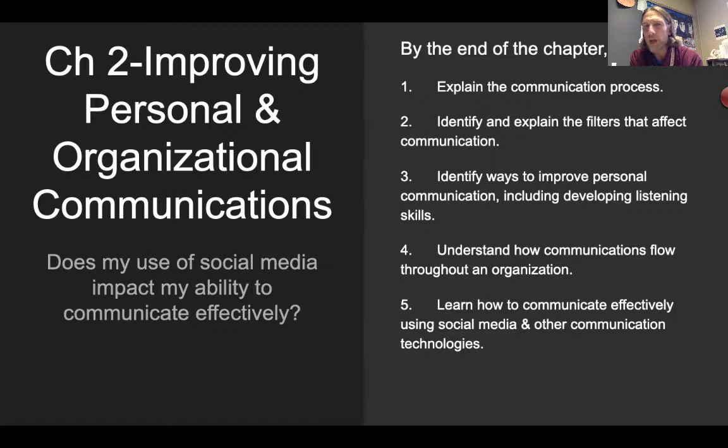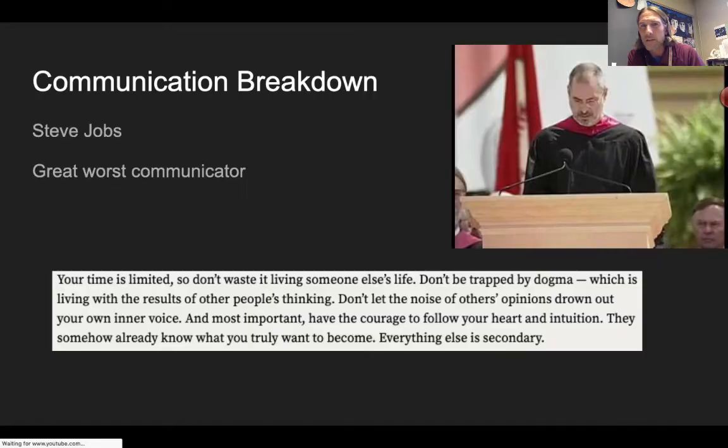So when we look at this chapter, these are the 5 objectives. 1 is understanding the communication process. 2 is identifying filters that can get in the way of communication or enhance it. Identify ways to improve personal communication, good listening skills, how communications flow throughout an organization, several different ways that happens, and then learn how to communicate more effectively using both social media and other communication technologies.